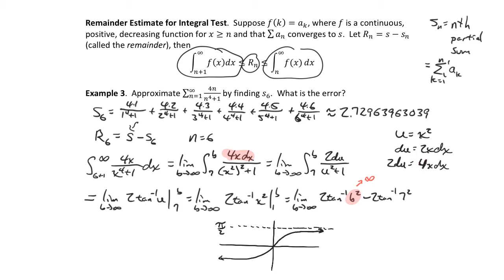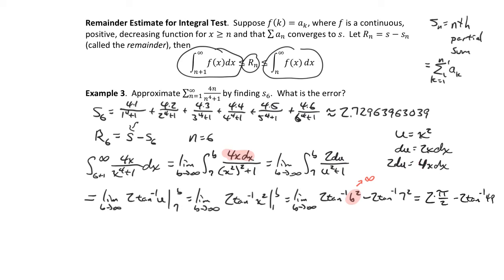Okay, so this is a really strange one, but we're going to end up with 2 times pi over 2, so those 2's will cancel, minus 2 times the inverse tangent of 49. If you simplify, this is pi minus 2 times the inverse tangent of 49. Okay, we'll get a decimal approximation for that.